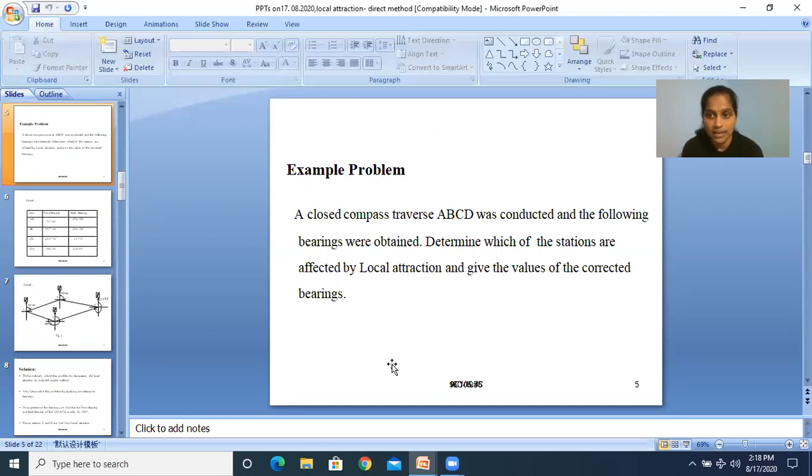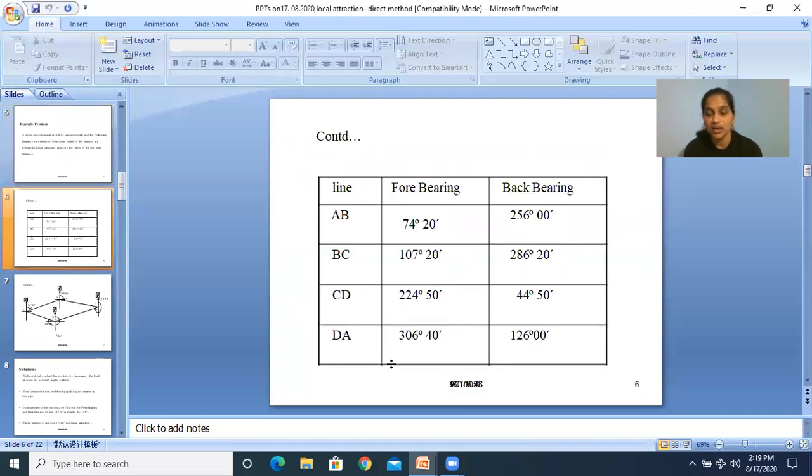Read that. A closed compass traverse ABCD was conducted and the following bearings were obtained. Determine which of the stations are affected by local attraction and give the values of the corrected bearings. This is the sum they have given, and this is a closed traverse A, B, C, D. The starting point is A and the ending point is also A. These are the bearings we measured in the field.